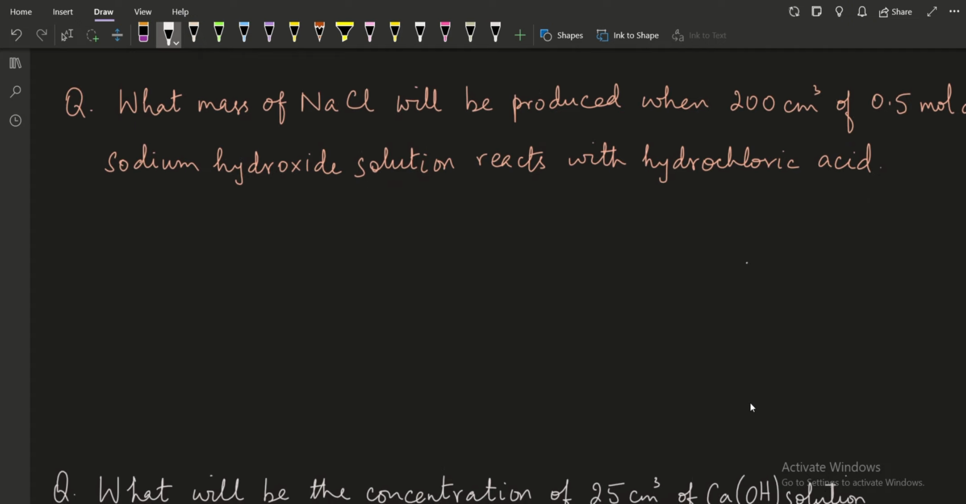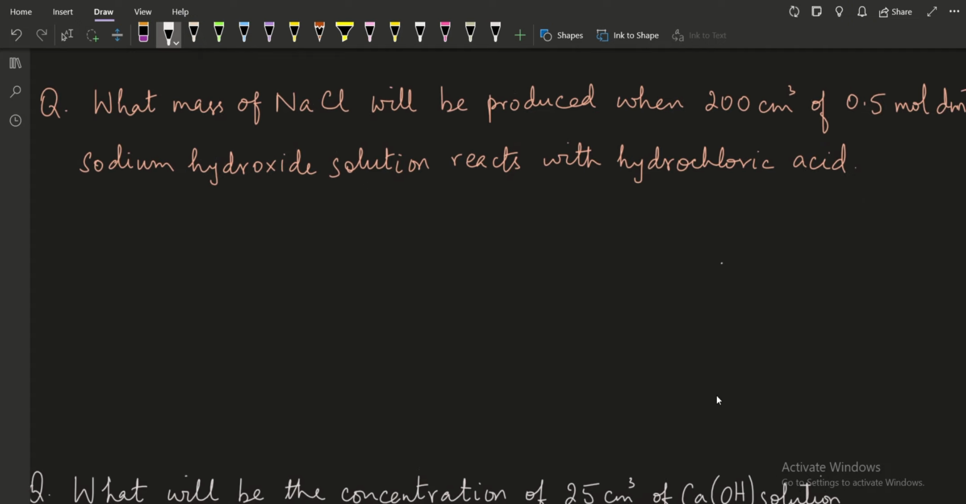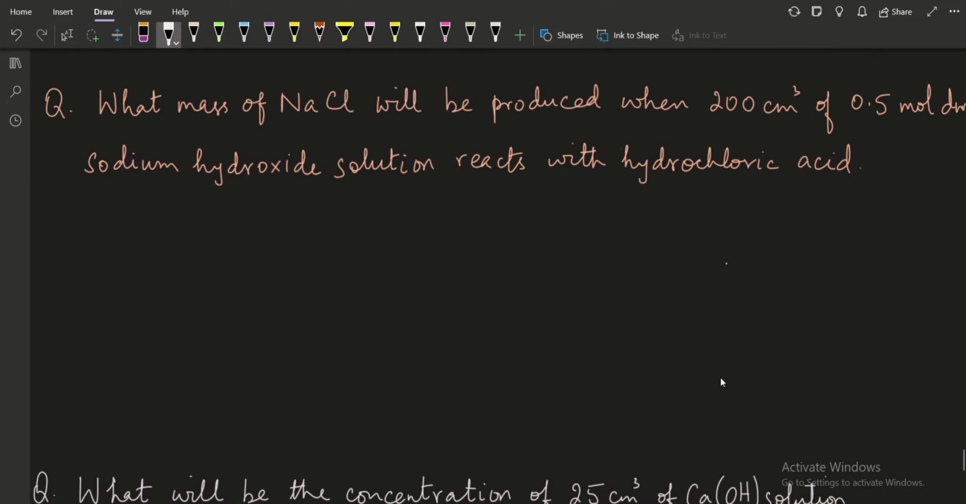Okay. The next question is: what mass of sodium chloride will be produced when 200 cubic centimeter of 0.5 moles per cubic decimeter sodium hydroxide solution reacts with hydrochloric acid? All right, again we have to follow the same steps. In step 1 we have to calculate the number of moles. But before that we have to write the data as well.